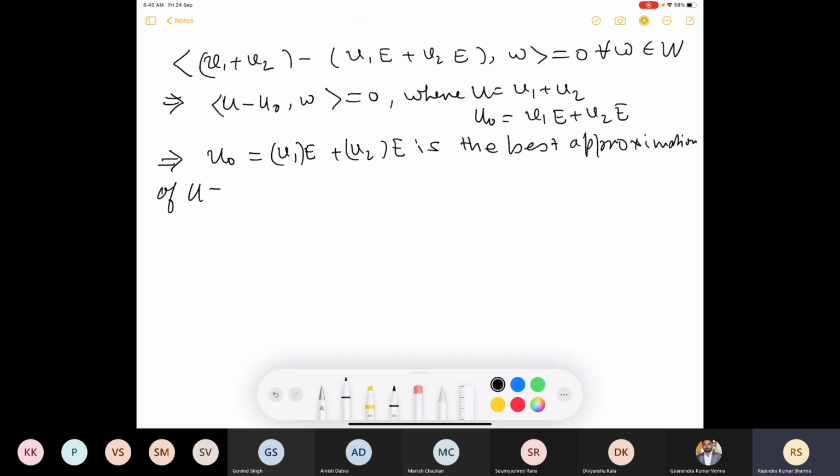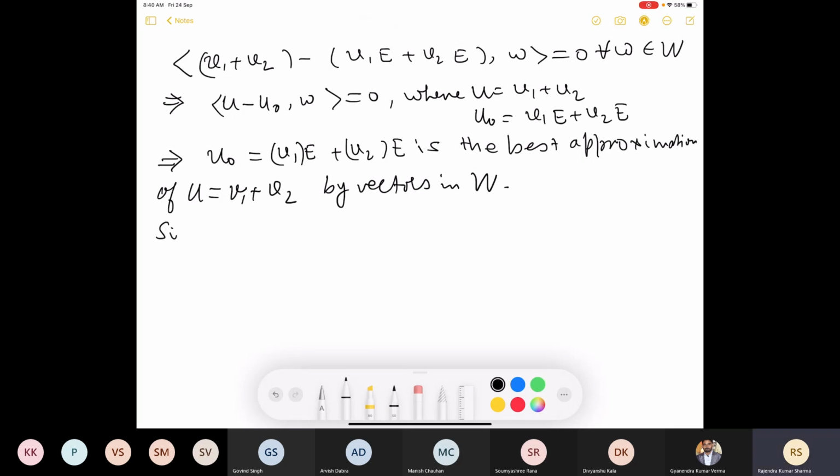of U, which is V1 plus V2, by vectors in W. So this gives us that U naught, that is V1E plus V2E, is the best approximation of V1 plus V2. This is the best approximation.